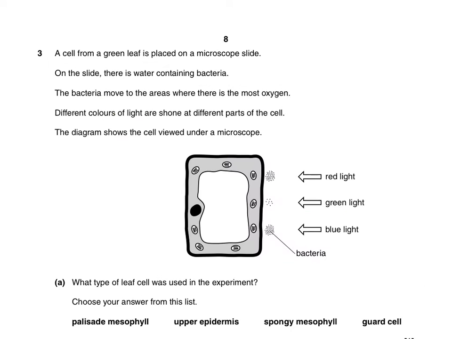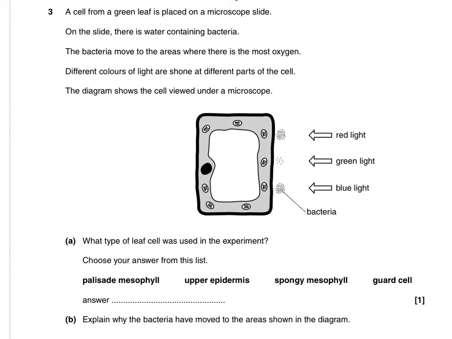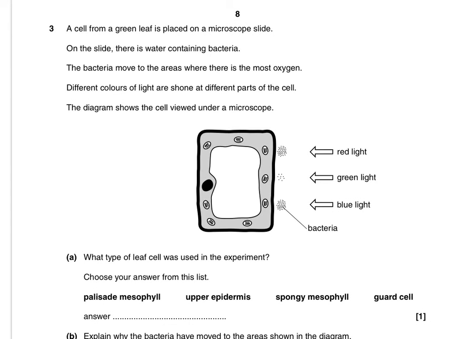On we go. So, a cell from a green leaf is placed on a microscope slide. On the slide, there is water containing bacteria. The bacteria move to the areas where there is the most oxygen. Different colours of light are shone at different parts of the cell. The diagram shows the cell viewed under a microscope. So quite a complicated story to start us off with.